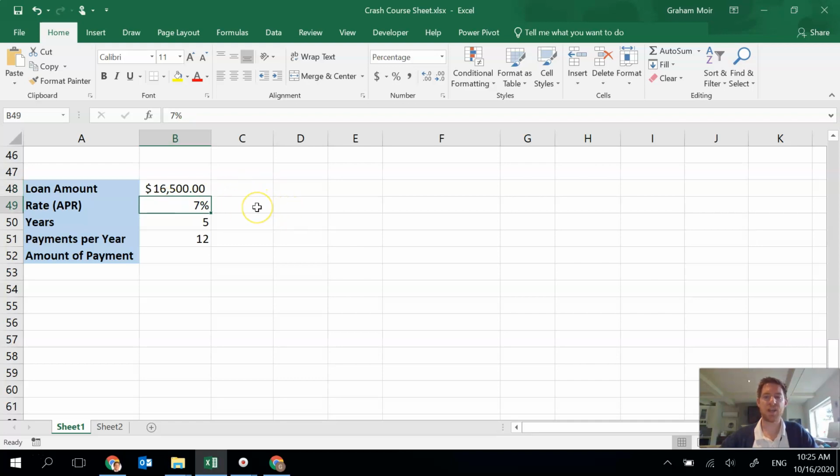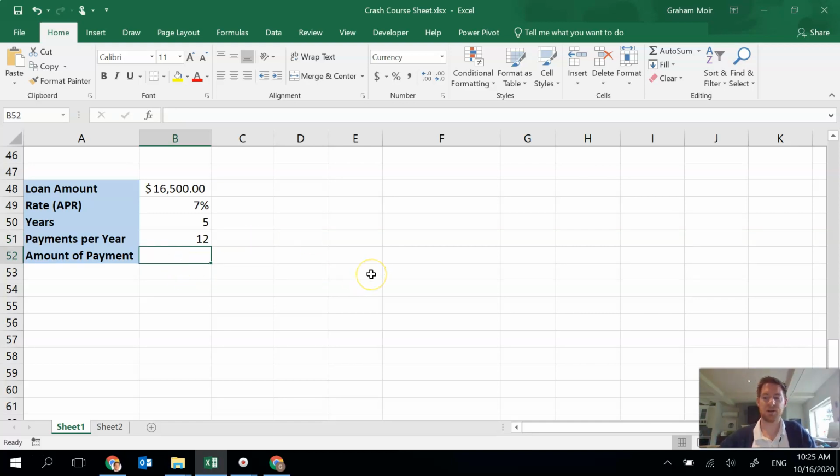The loan rate is going to be 7%, and that's an APR rate, so that's an annual rate. We're going to take 5 years to pay it off. And we're going to make 12 payments per year. So this is going to be a loan that we pay monthly, okay?